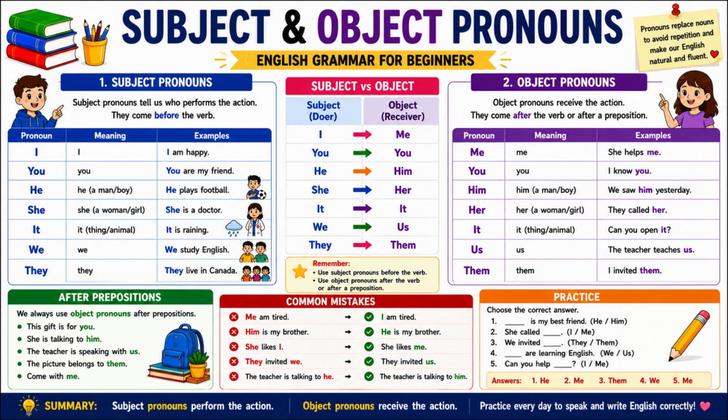Example 4. We are ready. They invited us. Example 5. I have a new phone. My brother called me.